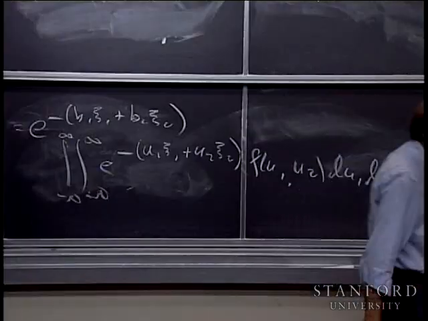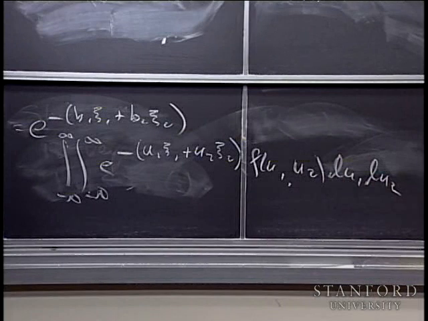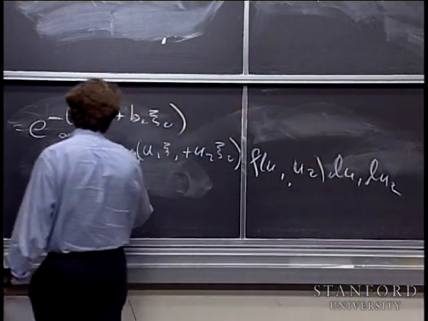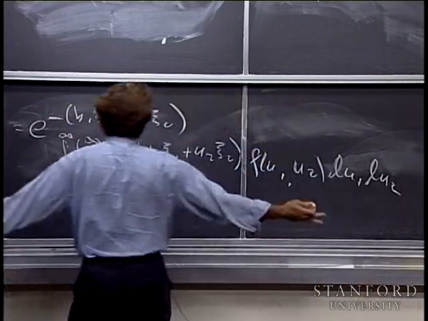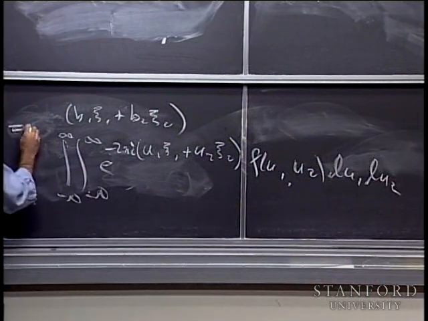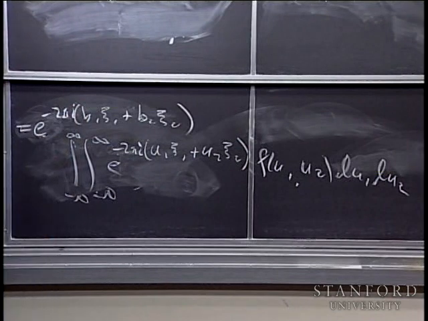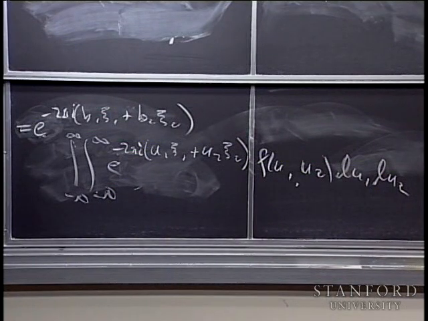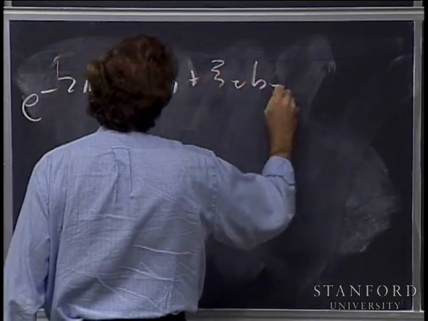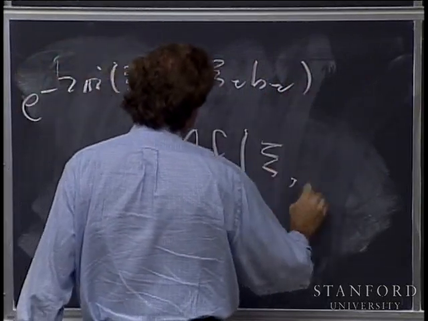So what is the answer? Well, it's e to the minus 2 pi i. All right. So what's left is, what do we get here? e to the minus 2 pi i times c1 b1 plus c2 b2, times the Fourier transform of f at c1, c2.